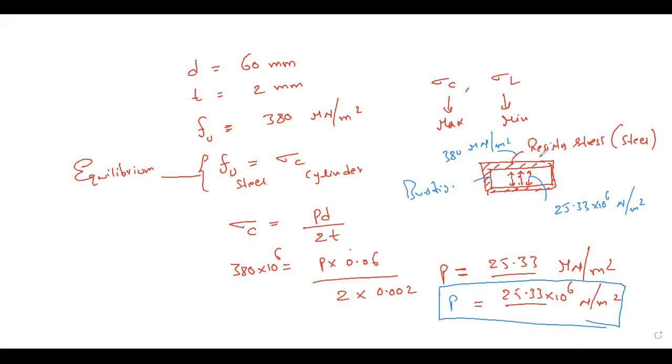Okay, so that's how you can do either one. You can reduce the pressure to control the bursting in the cylinder, or you can increase the ultimate tensile stress of the steel material to control the pressure, which is more than 25.33 into 10 power 6 Newton per meter square. So this value states that when you design your cylinder, whether you want to increase the ultimate tensile strength of the steel, or whether you want to decrease the pressure to match with the tensile strength of the steel.